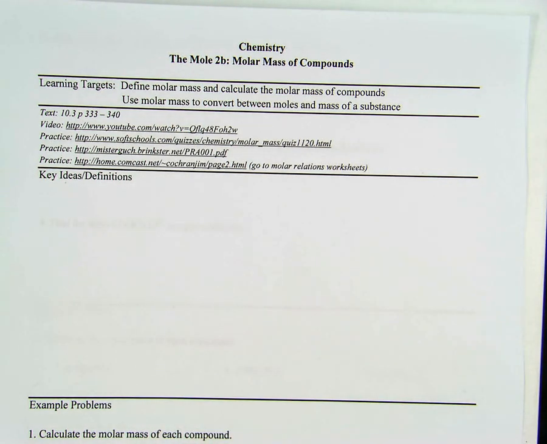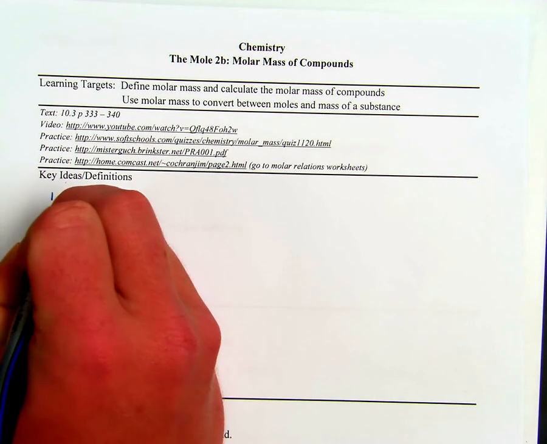As the title of the video would hint at, we're going to look at the molar mass of compounds. In the last video we learned about the molar mass of elements. In this video we're going to look at how we calculate, because we do have to calculate it, the molar mass for a compound. Let's consider this example.